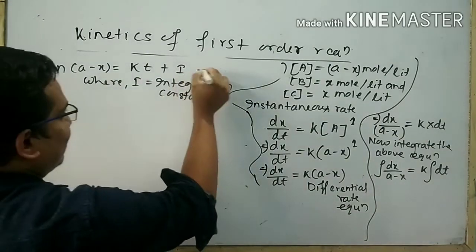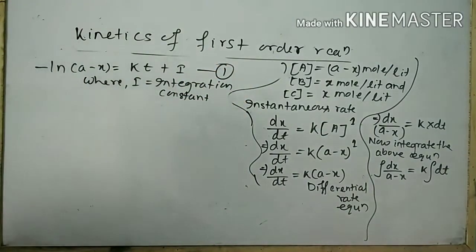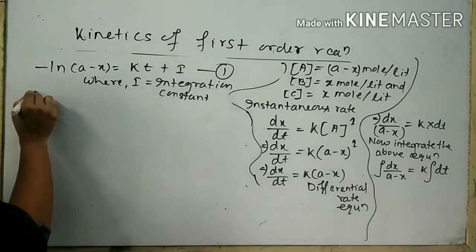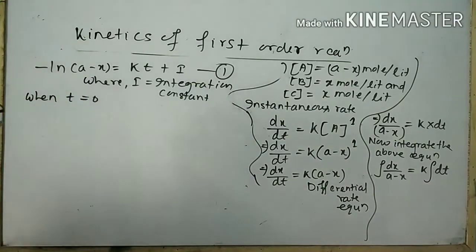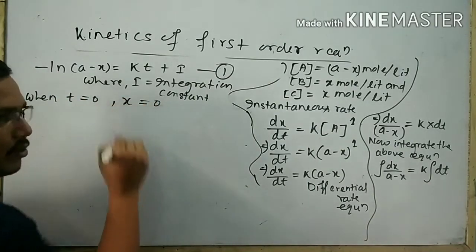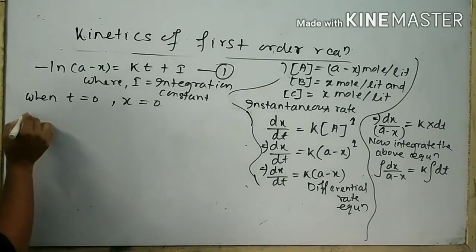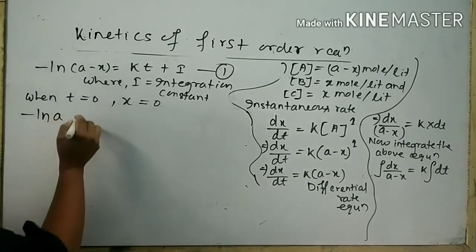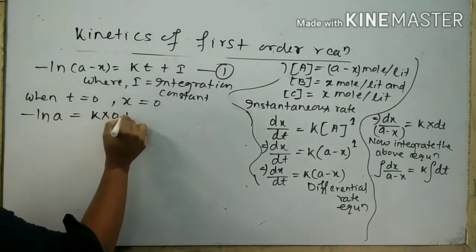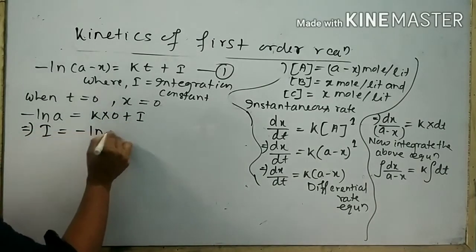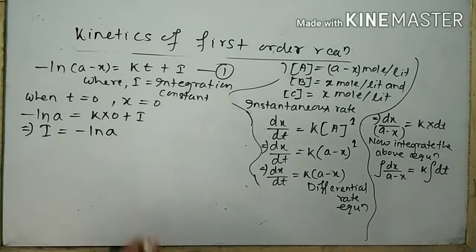Suppose this is equation number 1. Now our aim is to find the value of I. When t is equal to 0, then x is also equal to 0. Now put the values of t and x in equation 1. We can find minus ln a is equal to k into 0 plus I. That means I is equal to minus ln a. This is equation 2.